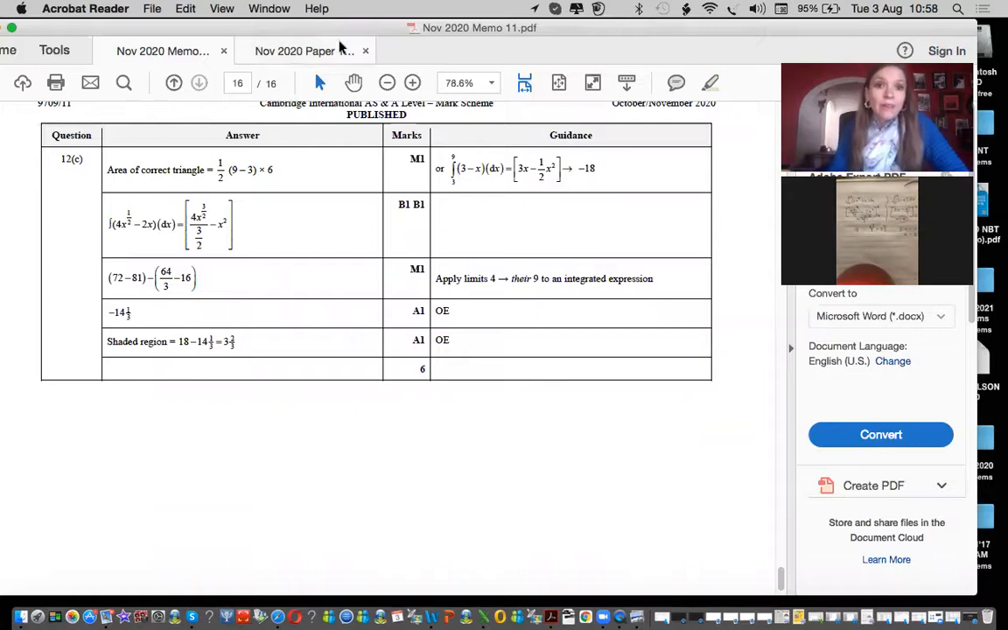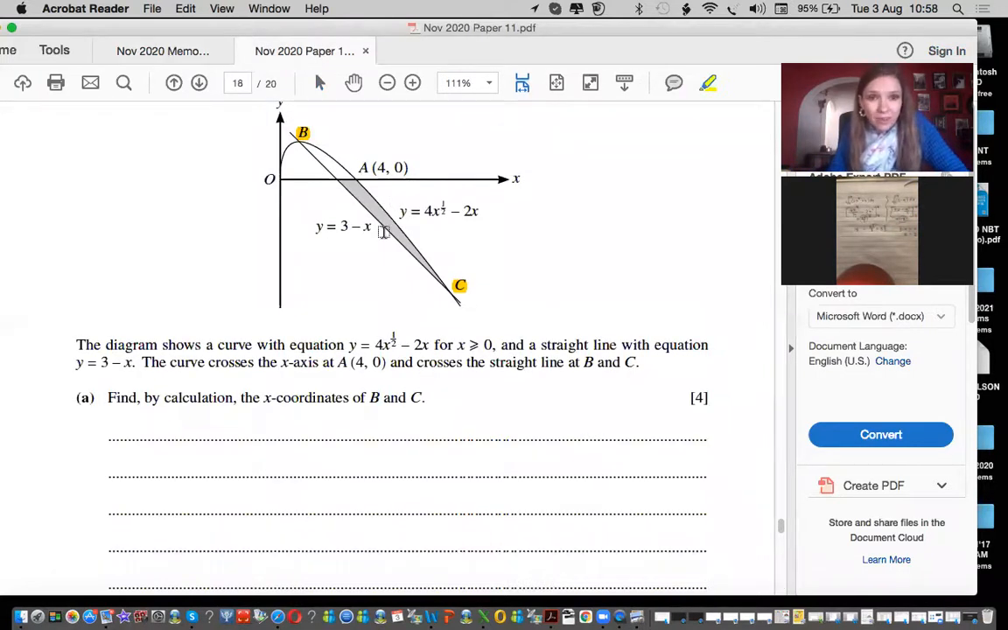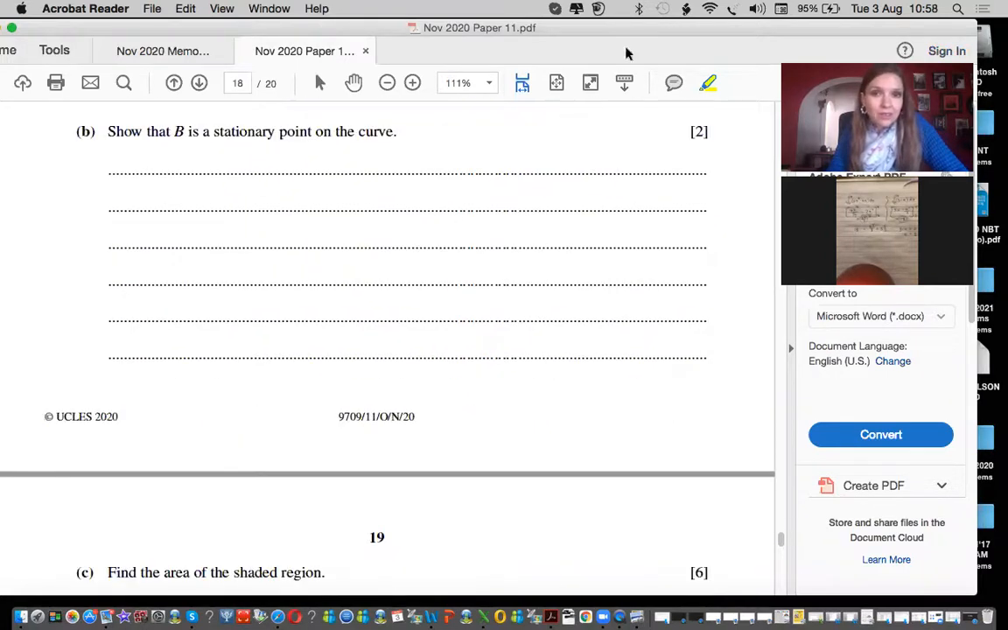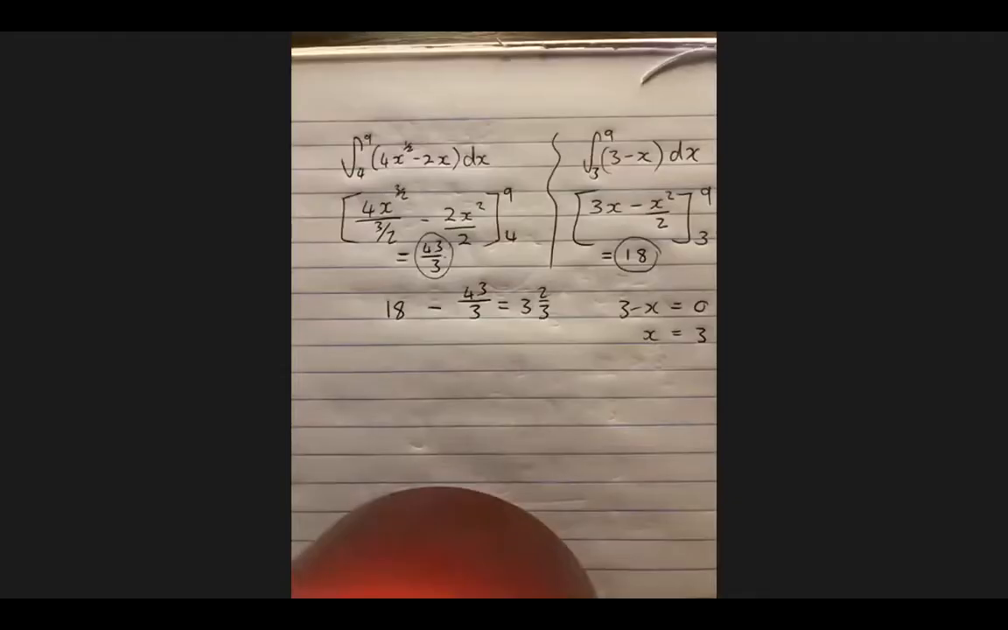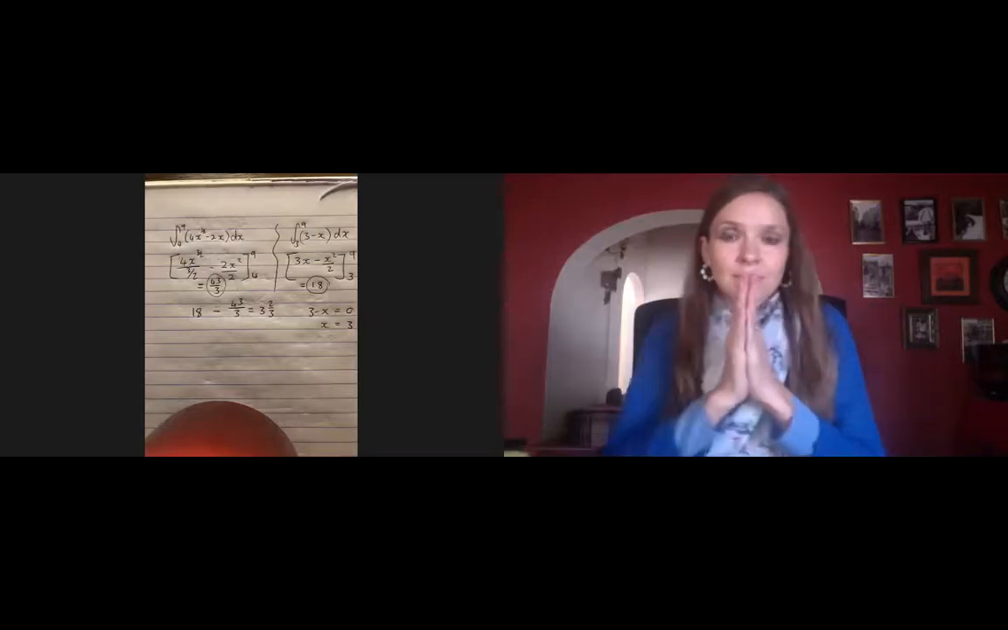You had a lot of calculus, but also problem solving here because it was below the x-axis that made it really difficult. Guys, we're done. This is finished. Thank you.